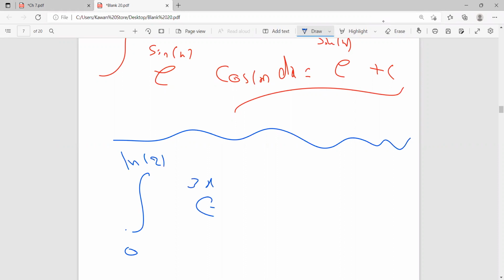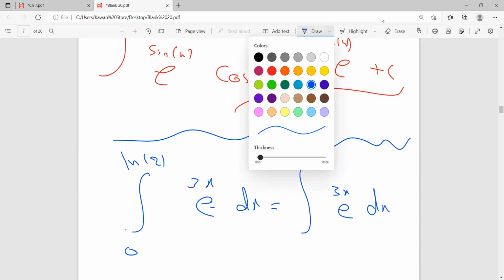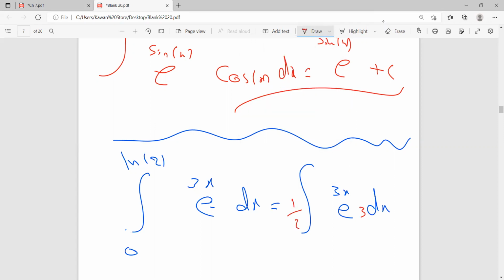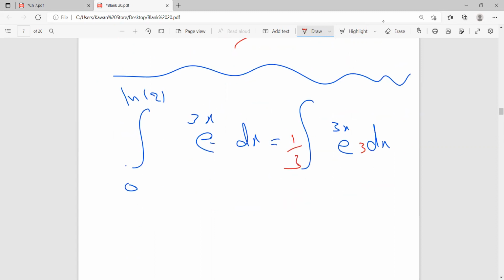So you have 3x dx. First of all, think about this example without boundaries. For example, e to power 3x dx. We need what? 3. Exactly. 3 and 1 over 3, you are right. Then I'll get 1 over 3 e to power 3x plus c. Am I right?